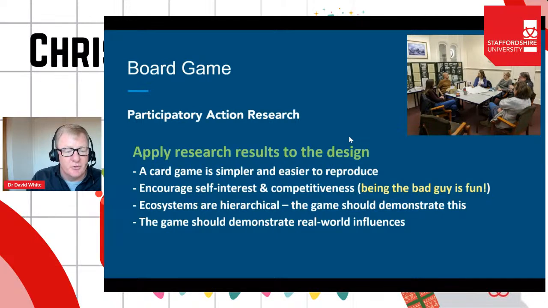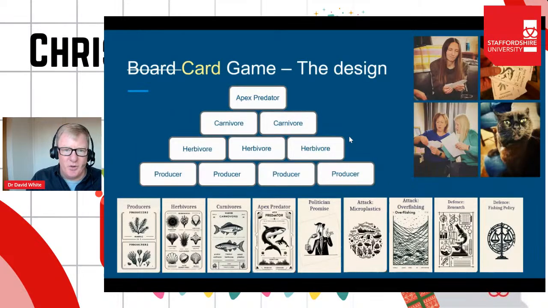We discussed that ecosystems are hierarchical, and the game should demonstrate this. The game should demonstrate the balance and the importance of a hierarchy in ecosystems, and it should also demonstrate real-world influences. Exploding Kittens is quite far removed from reality. Our game, we thought, should demonstrate what's going on in the real world. And it works out like this.